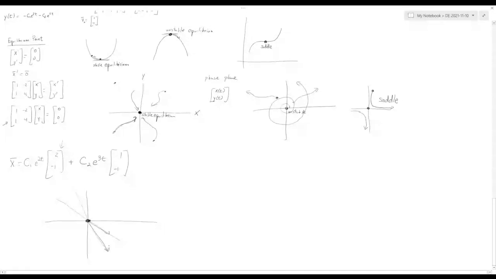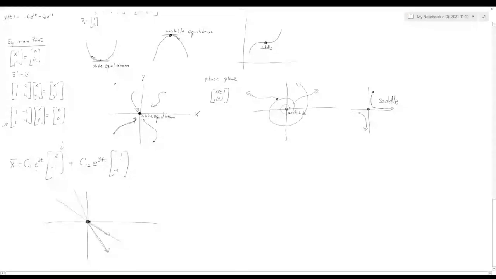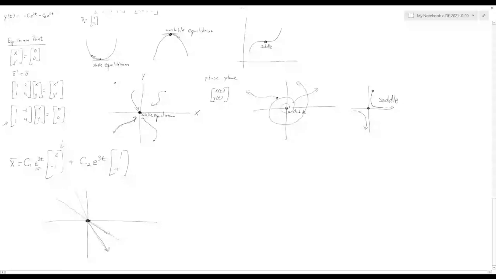And what would happen as time goes on? As t gets large, what happens? Would these vectors be getting larger or smaller? Larger, because that's an exponential that's growing, right? Exponential growth. So as time moves on, also based on the constants there, but that's based on the initial condition, you'd be moving away from the origin.